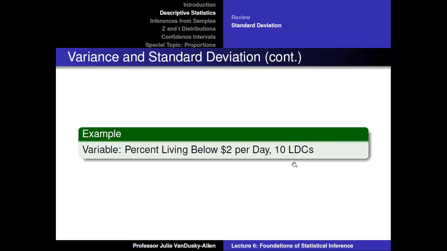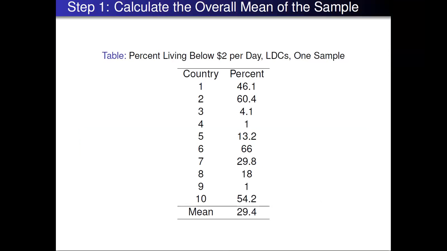In order to show you how to calculate the sample variance and sample standard deviation, I will use a variable called percent living below $2 per day. There will be 10 observations from less developed countries. In order to calculate the sample variance, you start by taking the sample mean of your data. Recall that the mean is just the average of all the cases. So let's say we collected data on the percent of people living under $2 a day in 10 countries. The overall mean of this data was 29.4.